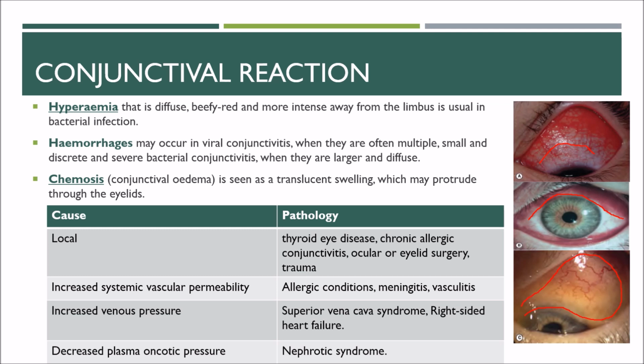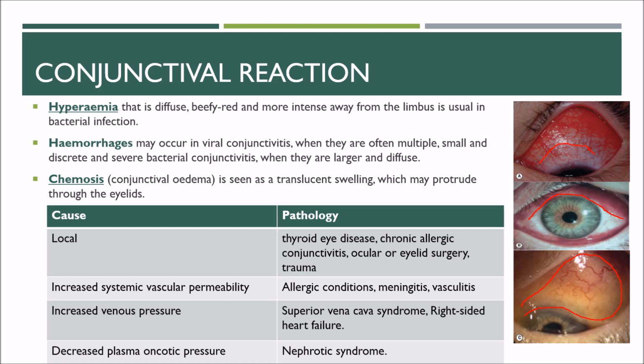Now, local causes include thyroid eye disease, chronic allergic conjunctivitis, ocular or eyelid surgery, or cases of trauma. Increased systemic vascular permeability occurs in cases of allergic conditions, meningitis, and vasculitis. Increased venous pressure occurs, for example, in cases of superior vena cava syndrome or right-sided heart failure. Decreased plasma oncotic pressure occurs in nephrotic syndrome.